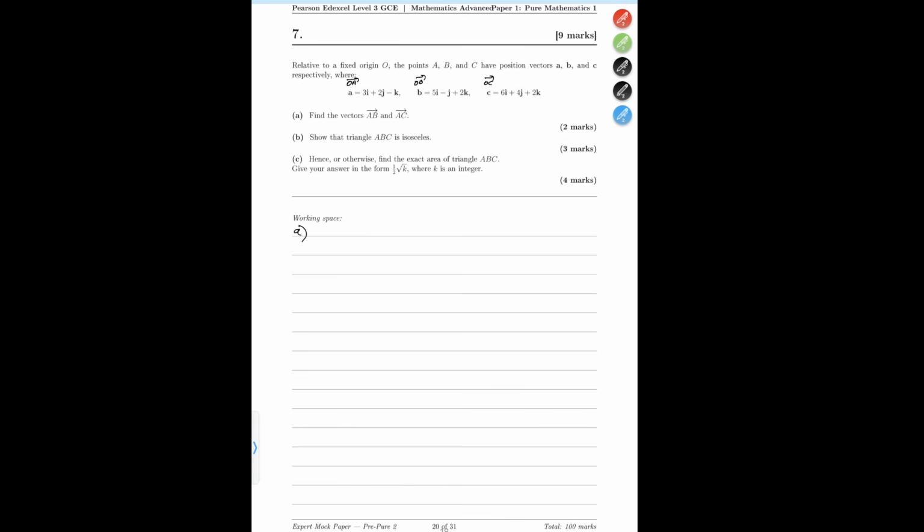All right. So if we want to find AB, we can think about it as going from A to O, and then going from O to B. So A to O is just going to be the negative of O to A. So minus 3, minus 2, 1. And then O to B will simply be 5, minus 1, 2. So that gives us 2, minus 3, 3 for AB.